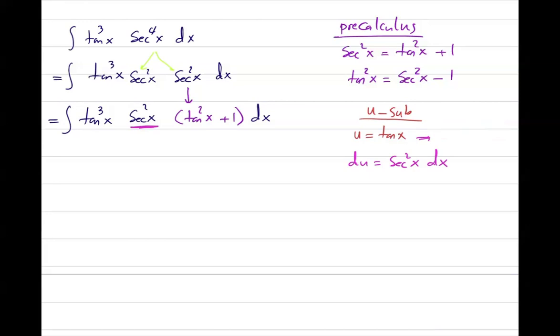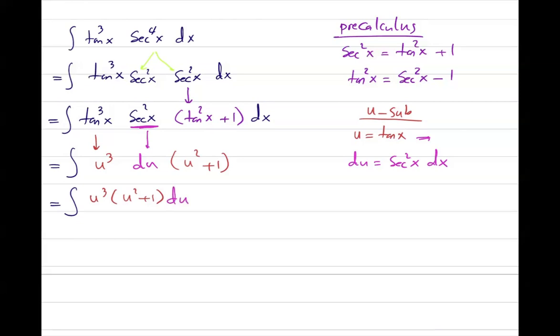So this integral can be written as the integral of u to the third, and this is u squared plus 1, and this is just du. And I'm going to move to the other side. So this is equal to the integral of u to the third times u squared plus 1 du, which is easy for you to calculate.